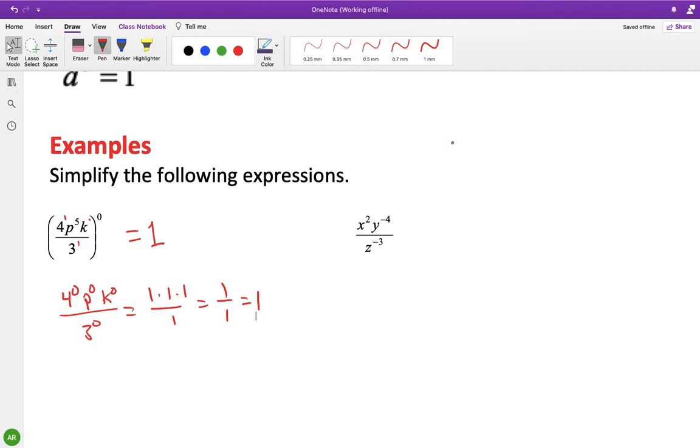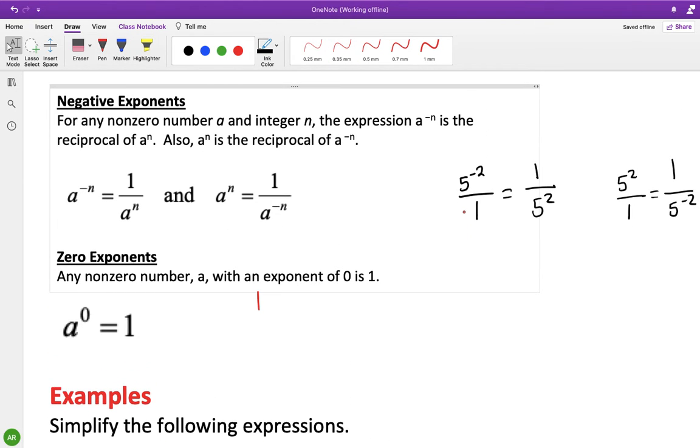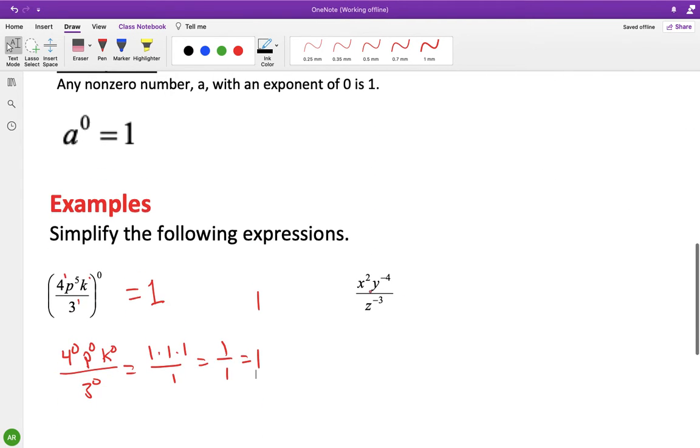All right, this next one looks way harder than it actually is, but let's go back up to those rules. Remember, if it's to the negative power, all you're doing is switching the location in relation to the fraction bar. So in this case, where we have the y to the negative 4th, all we're going to do is move that to the bottom, and all we're going to do with the z to the negative 3rd is move it to the top. The x squared is going to stay right where it's at.